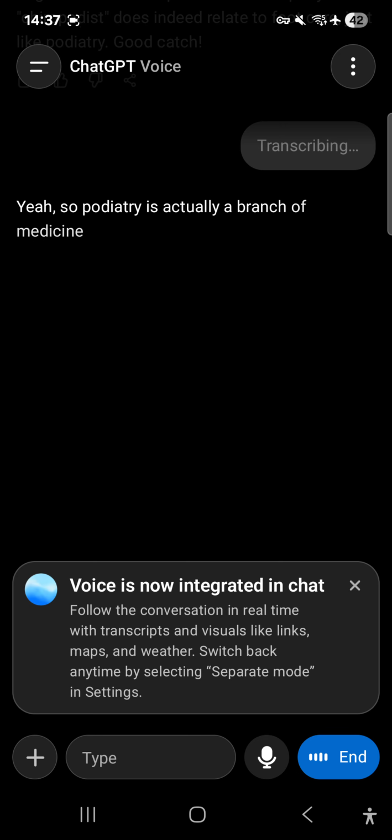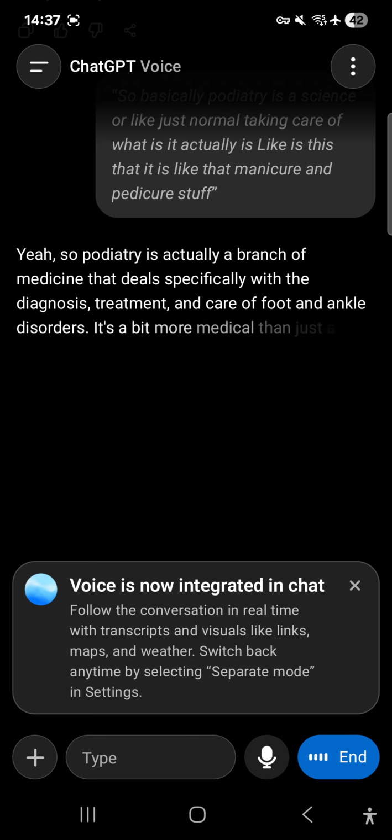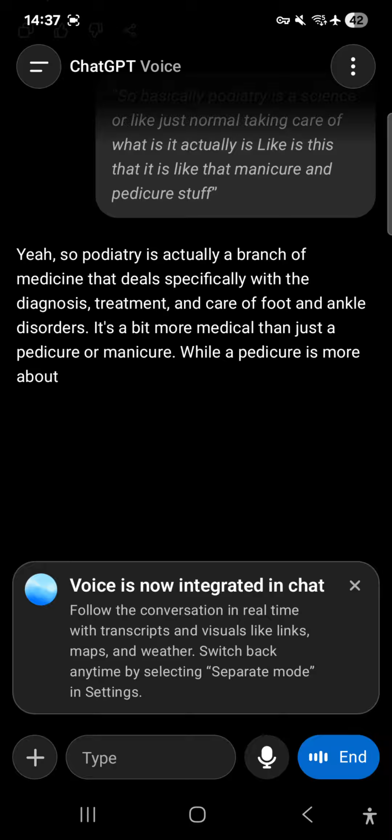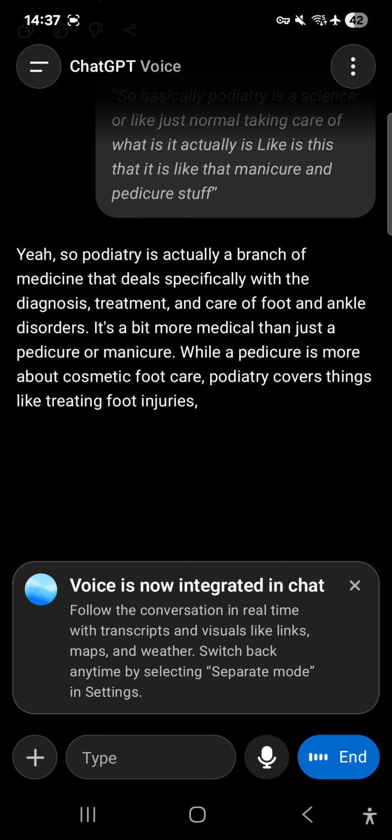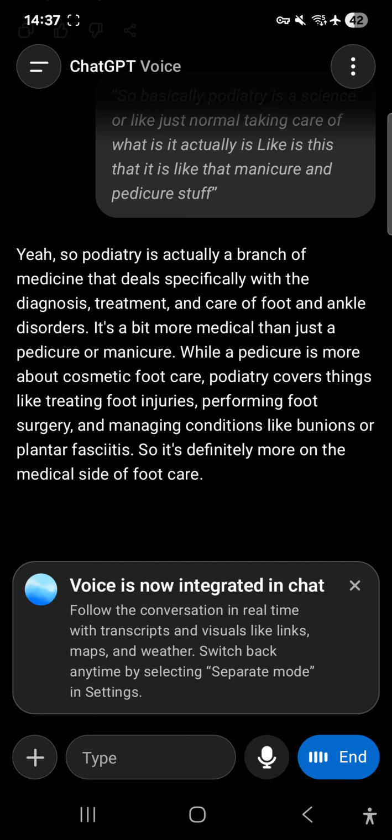Yeah, so podiatry is actually a branch of medicine that deals specifically with the diagnosis, treatment, and care of foot and ankle disorders. It's a bit more medical than just a pedicure or manicure. While a pedicure is more about cosmetic foot care, podiatry covers things like treating foot injuries, performing foot surgery, and managing conditions like bunions or plantar fasciitis. So it's definitely more on the medical side of foot care. Go ahead, ask other root words.